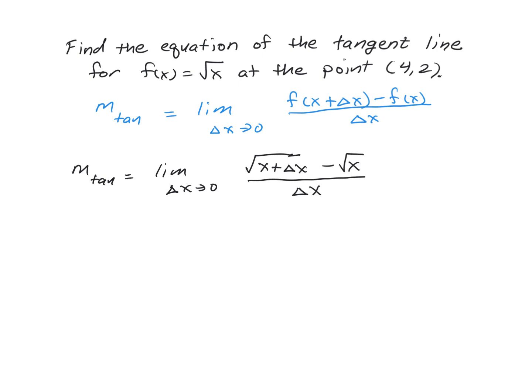And you'll notice this is an indeterminate form because if we substitute in delta x equals 0, we'll just get 0 over 0. So for limits of this form, we want to always use our conjugate. So we multiply the top and bottom of our expression by the conjugate, square root of x plus delta x plus square root x. And again, we always do the same thing to the numerator and denominator.